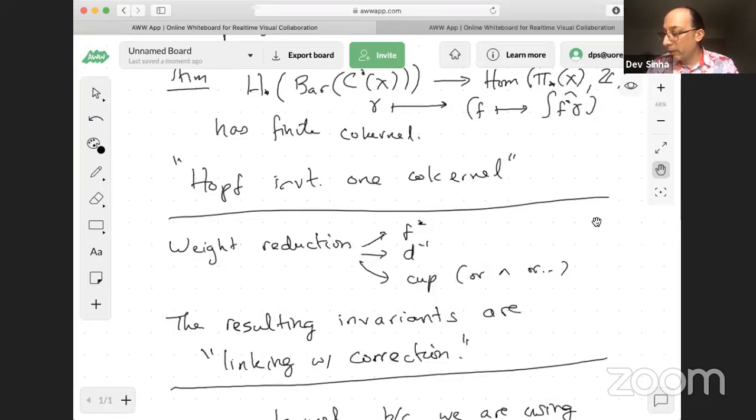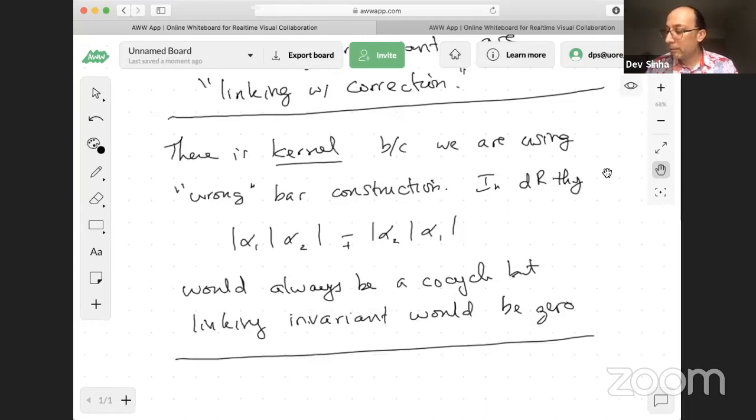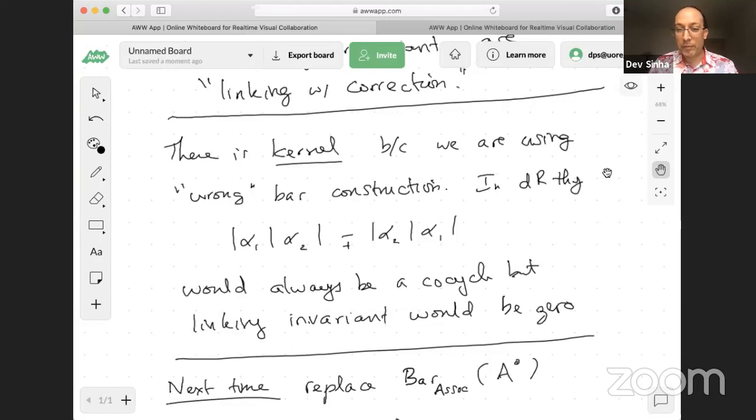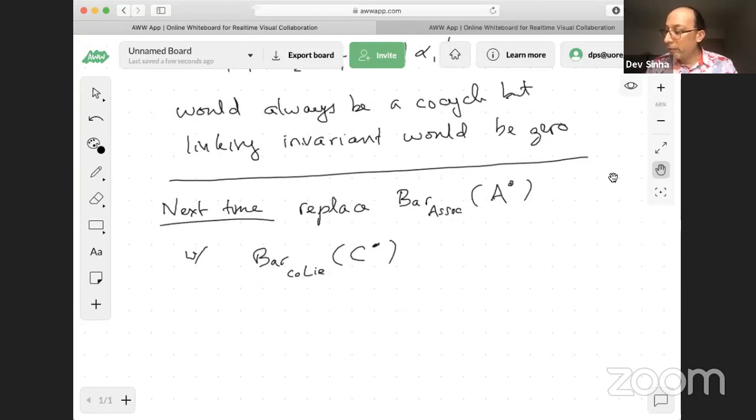But the linking invariant would be 0. So I think where I'll start next time, the main point is we replace this bar construction for associative algebras with a bar construction based on Lie coalgebras, which only works for commutative algebras. And then your theorems are sharper. And then the fun thing is that this has a model.